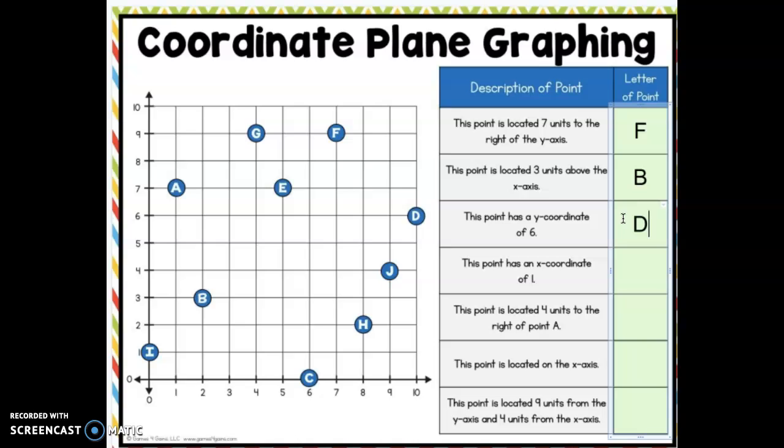This point has an x-coordinate of 1. So let's look. Anyone on the 1 line? Yep, that's you, A. This point is located 4 units to the right of point A. So I have A, and I count 1 hop, 2 hop, 3 hop, 4. That's letter E. This point's located on the x-axis. Well, the only one on the x is the C. And finally, this point is located 9 units from the y. So it's going to be 9 over from the y and 4 up. That's the J. Great, pause if you still need it.